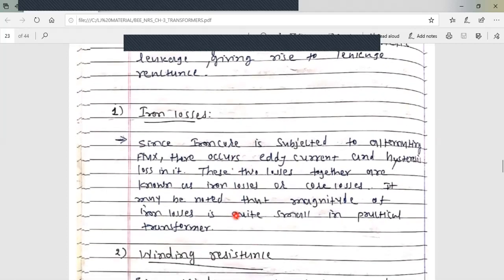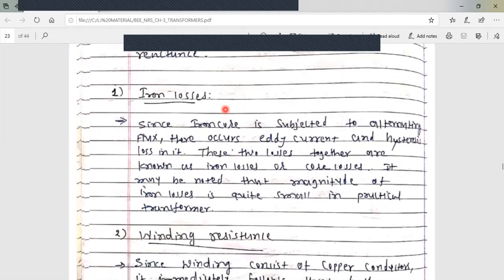So this is the iron loss. Already we have discussed that iron losses are due to eddy current and hysteresis loss. These two types of loss occur. I have repeated these lines from the lecture on losses in transformer.